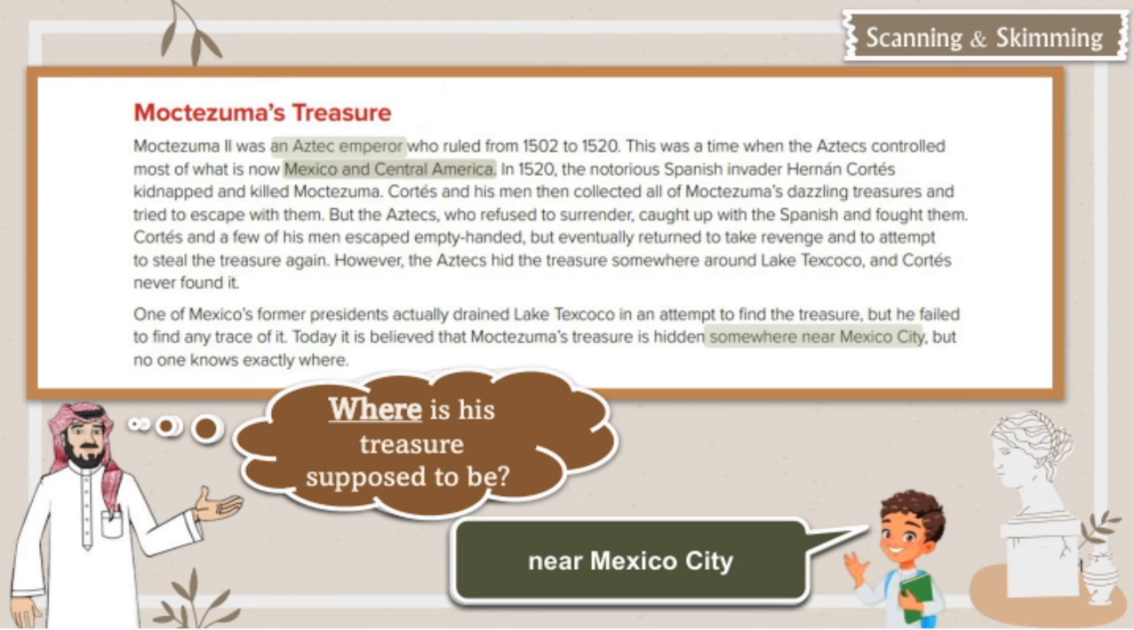So let's talk a bit about where his treasure is supposed to be. It's believed to be near Mexico City, which was a central location for the Aztecs. When we ask, where is his treasure supposed to be? It really points us to this area in Mexico and Central America, which was the heartland of the Aztec Empire.